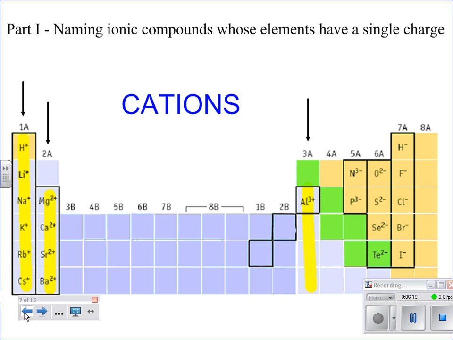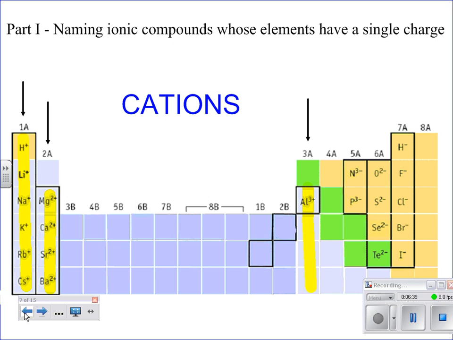So part one, that's what we're going to do today. Part one is naming ionic compounds whose elements have a single charge. In this case, if you look at your periodic table, and you should have picked one of those up today as well, for you to just scribble notes all over, and we've got some polyatomic ions listed on the back.